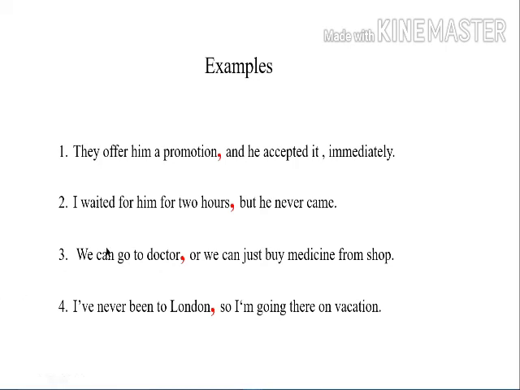And number three: we can go to the doctor, or we can just buy the medicine from the shop. I put a comma here before or, as we can go to the doctor is an independent clause. I've never been to London, so I'm going there on vacation. I put a comma again after the independent clause. So these are all the sentences.